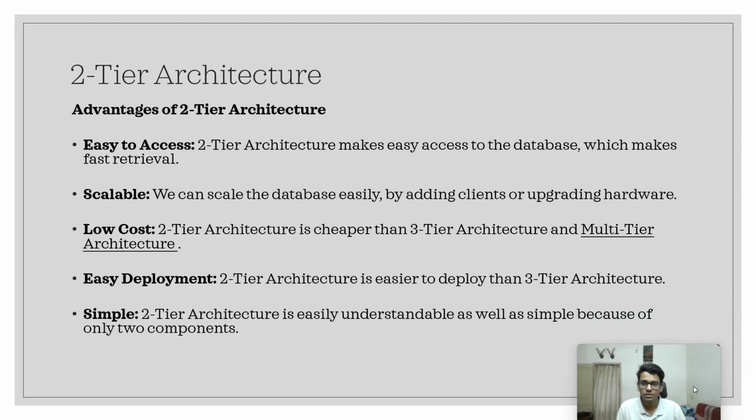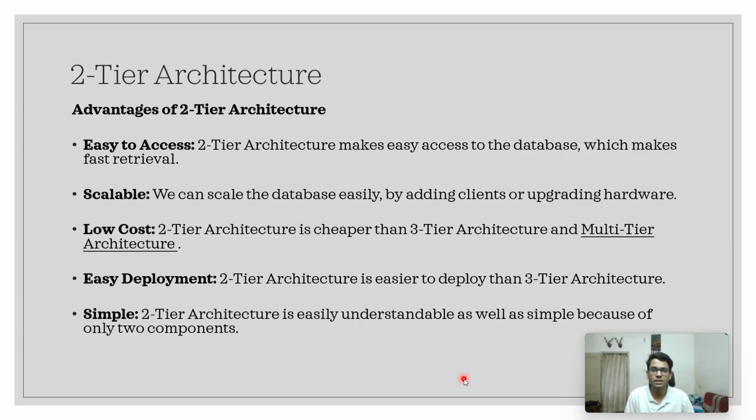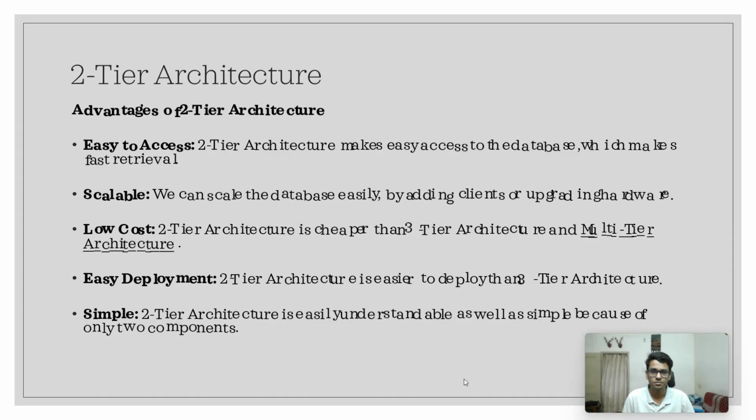So the advantages of using the two-tier architecture is that it is easy to access, and it is quite scalable comparatively to the one-tier architecture, and it is cost effective compared to the three-tier architecture and the multi-tier architectures. Easy deployment, as it is easier to deploy than the three-tier architecture, and is easily understandable and simple because only two components, the client and the server, interact with each other.